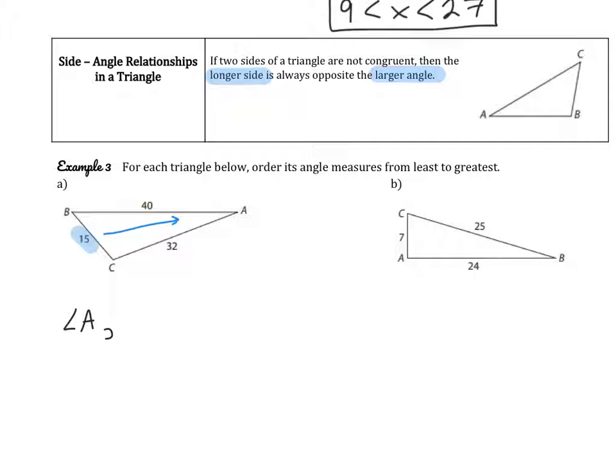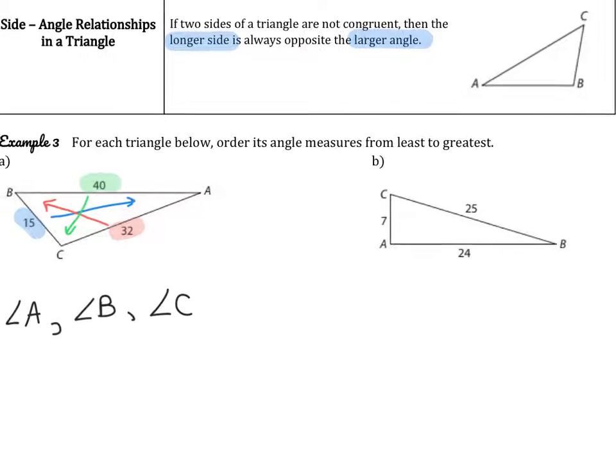Now, for the middle angle, I'm going to look for the middle side. 32 is the middle side, so if I look opposite, I find angle B is the middle angle. And then I need the largest angle, so for that, I will look at the largest side, and if you look opposite, it is angle C. So remember, the smallest angle is always opposite the smallest side. The largest angle is always opposite the longest side.